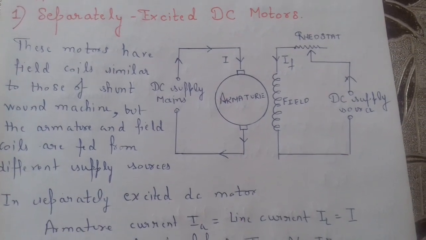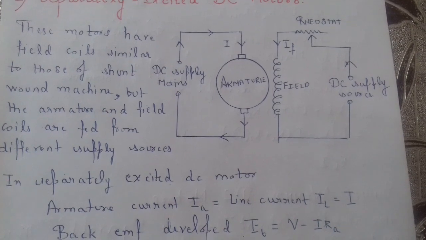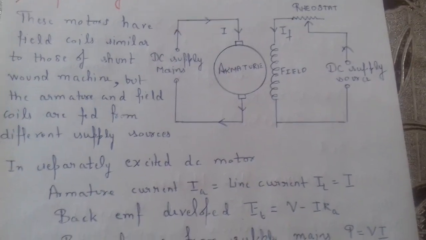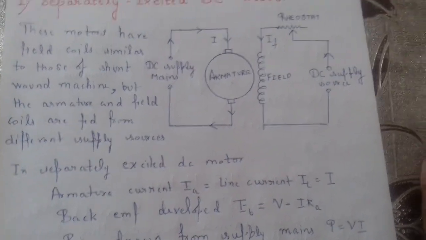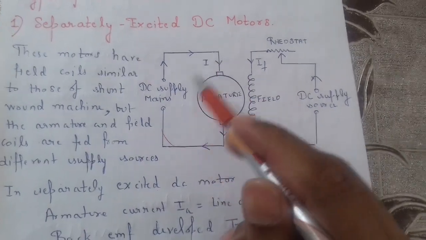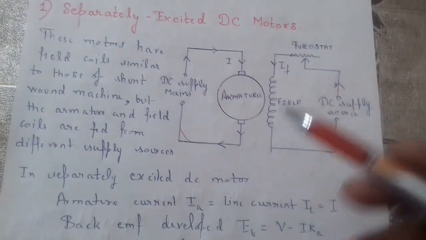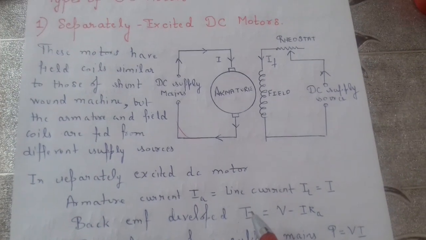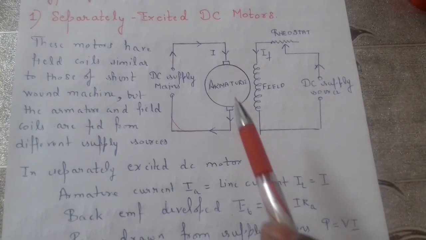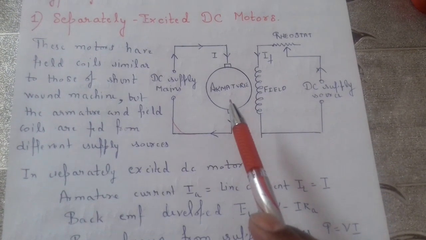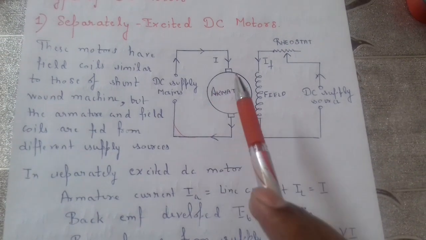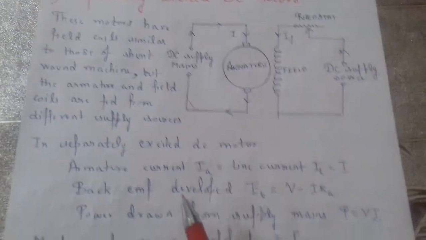In a separately excited DC motor, the armature current IA is equal to the line current provided by the supply mains. And if we apply Kirchhoff's voltage law in this closed circuit, we will get EB equals V minus IA into RA. EB is the back EMF induced in the armature and V is the supply mains voltage. IA is the current, RA is the armature resistance.